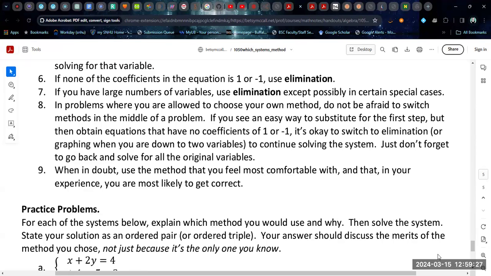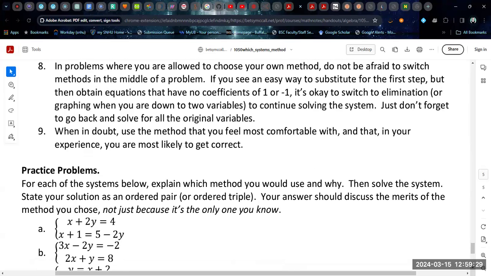And when in doubt, use the method that you feel the most comfortable with and that in your experience you are most likely to get correct. Don't feel like you must use a method just because the problem meets one of these other conditions. So maybe you're not feeling particularly comfortable with elimination, but you do feel comfortable with substitution. If you're not sure, use substitution, even if maybe it's a little longer and more tedious. If you feel more comfortable with the method, you are less likely to make a mistake in the procedure, and therefore you are more likely to get the problem right.